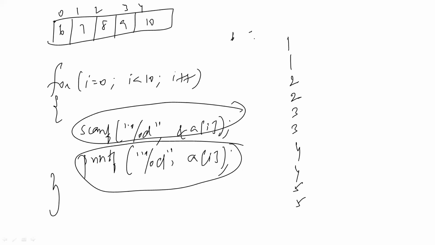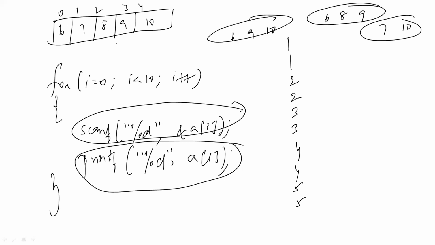So 6, 9, 10 or 8, 6, 8, 9 or 7, 10, all these are subsets. But 6, 7, 8, 9 is a subsequence. 7, 8, 9, values in continuous memory locations, are subsequences. 8, 9, 10, 9, 10. Values present in continuous memory locations are subsequences.